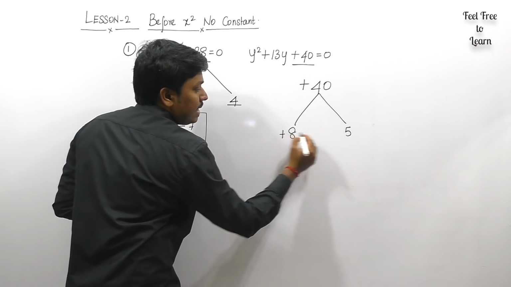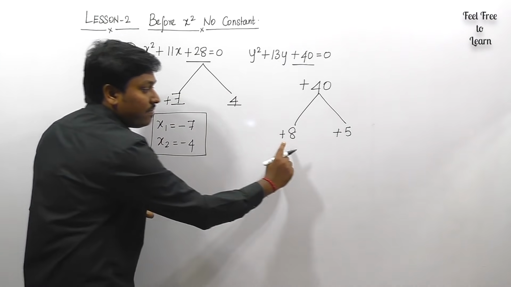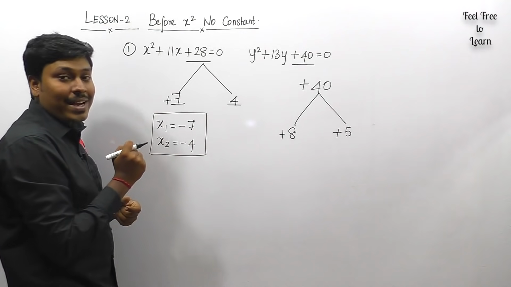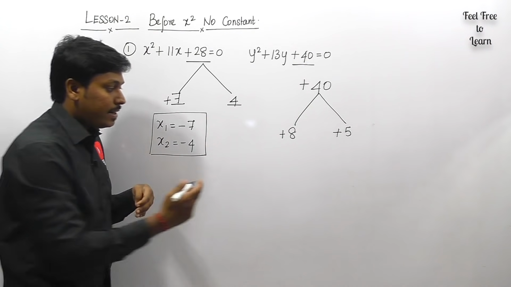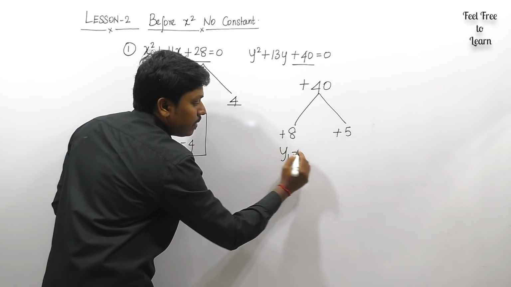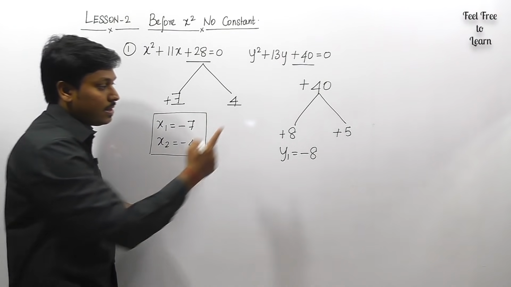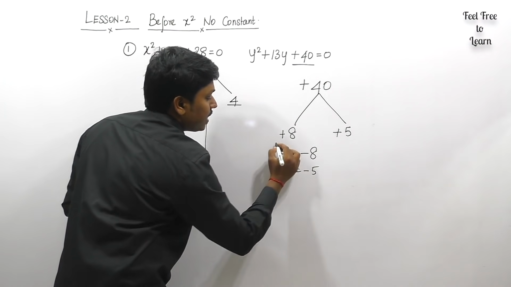So friends, plus 8 and plus 5. When we multiply both the numbers, the resultant will be 40. When we add both the numbers, the resultant will be plus 13. So finally we got the factors of y, that is plus 8 and plus 5. So friends, remember that while writing, y1 is equal to, here it is plus 8, but while writing you need to change the sign as minus 8. So y2 is equal to, here it is plus 5, so we need to write this as minus 5.